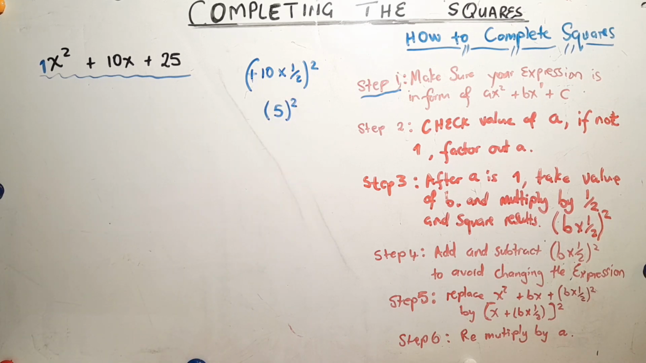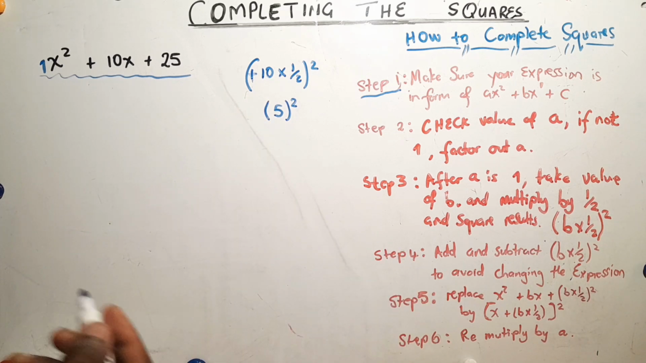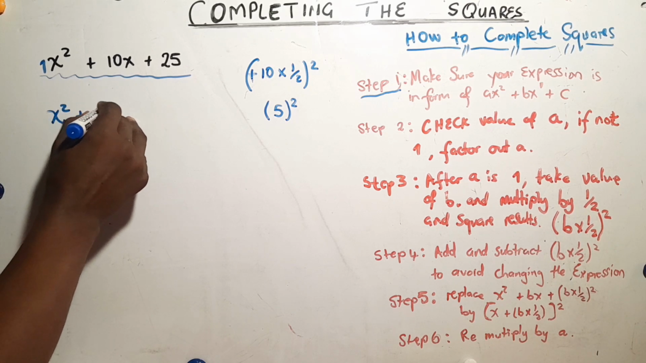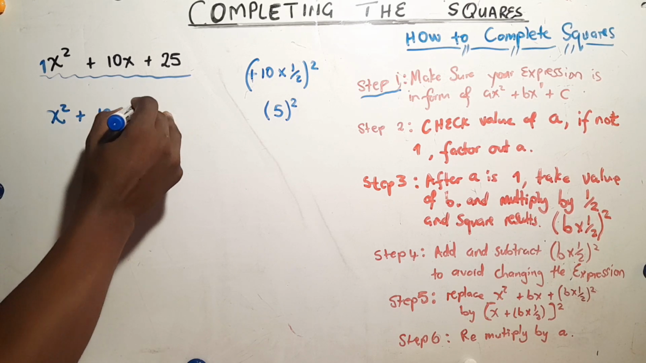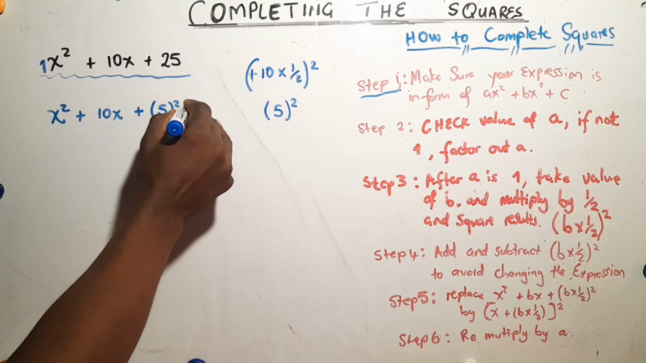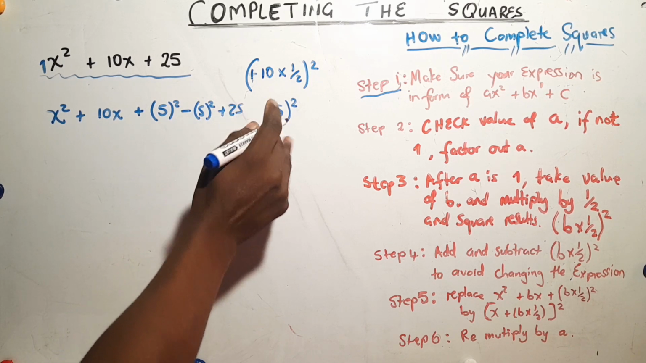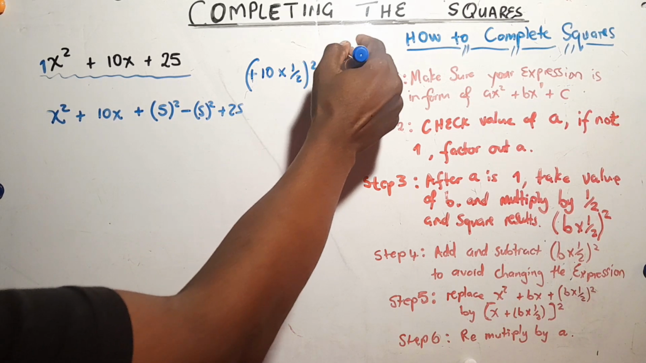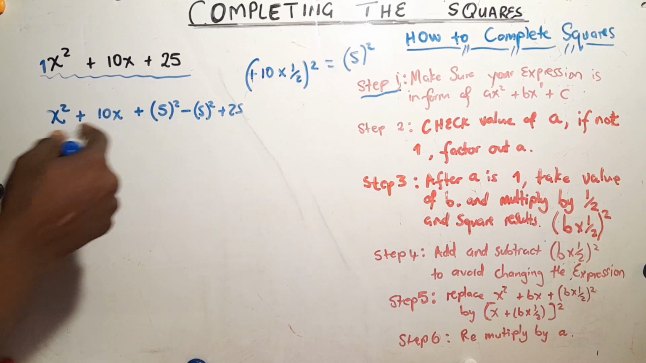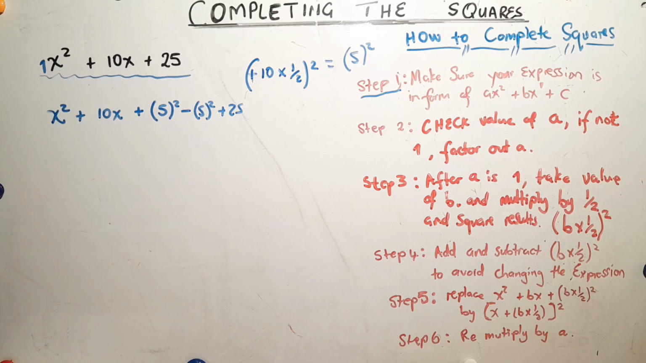And then step 4, add and subtract this to avoid changing the expression. So let's add it and subtract it. So we're going to have x squared plus 10x plus this 5 squared and then minus this 5 squared plus 25. So let's just write it here. So now we have this expression like this. We just added this and subtracted it as if we didn't change anything.